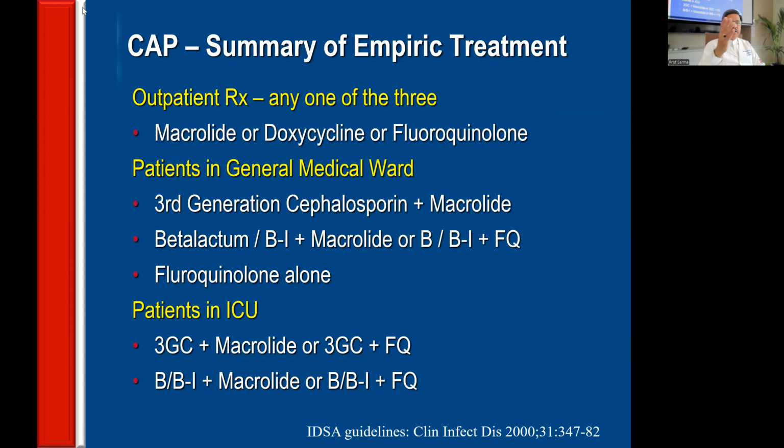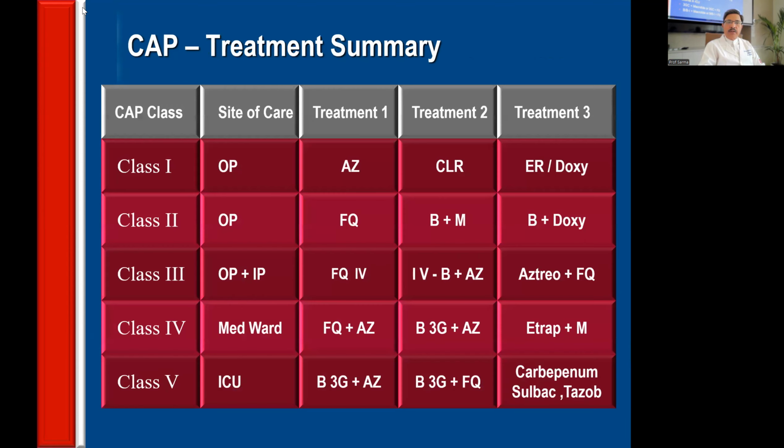ICU patients: third generation cephalosporin, macrolide, fluoroquinolone. Beta-lactam inhibitor drug, particularly when there is beta-lactam sensitivity, beta-lactam inhibitor drug is required, or macrolide and fluoroquinolone. These are IDSA guidelines, Infectious Diseases Society of America. These guidelines are still the ones. Now I am summarizing in the next slide.